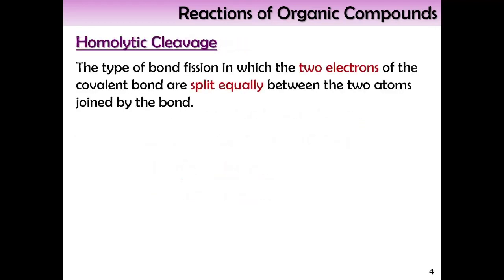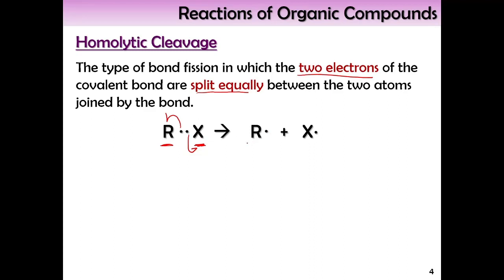Okay, homolytic cleavage. The type of bond fission in which two electrons split equally. Why does it split equally? This is due to the electronegativity between these two usually being almost the same, almost similar. Therefore, when this thing breaks, it breaks similarly. The arrow is shown here by a single-headed arrow. Single-headed arrow here means that only one electron is being transferred, one electron to the R and one more electron to the X.